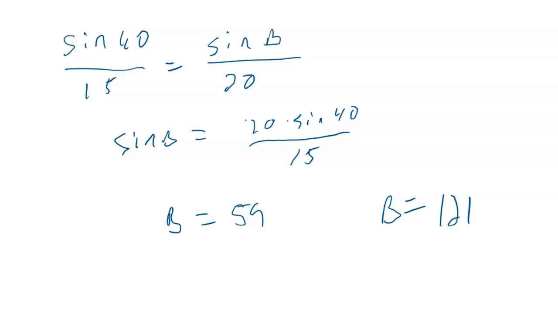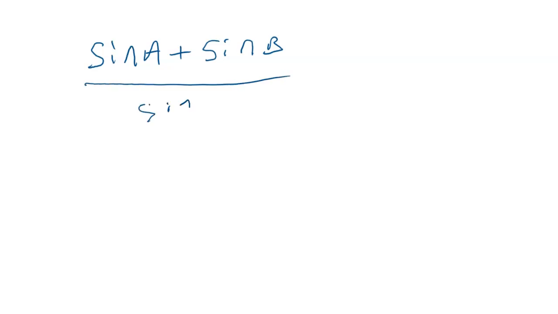It says prove the identity. Okay, I got this. I like proving identities, I think. This one looks hard. Sine A plus sine B over sine of B, and we want to show that this is equal to A plus B over B. I'm kind of stalling because I don't know what to do here. Okay, let's see if I can figure this out.